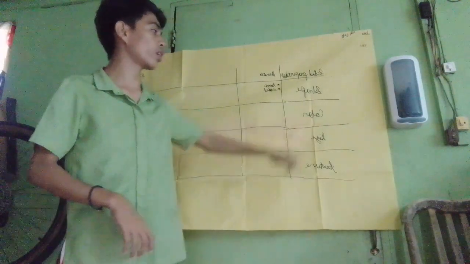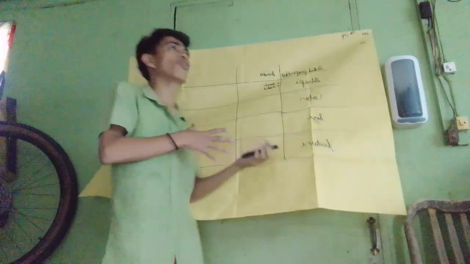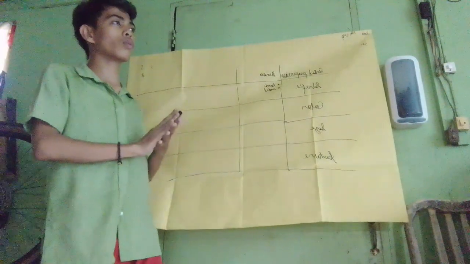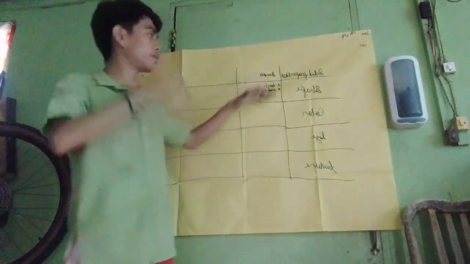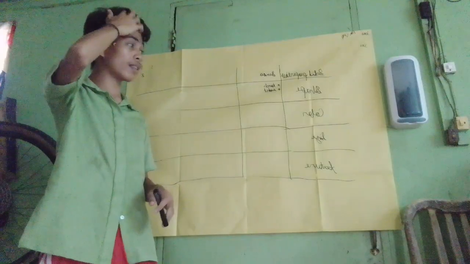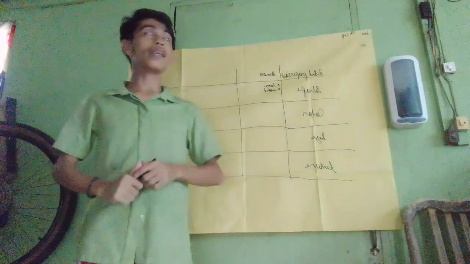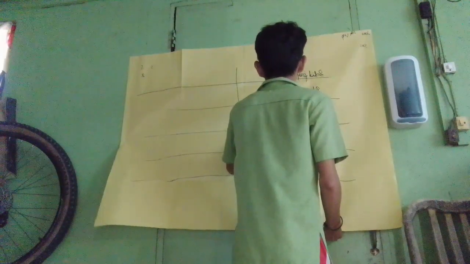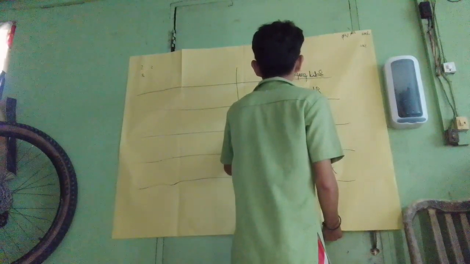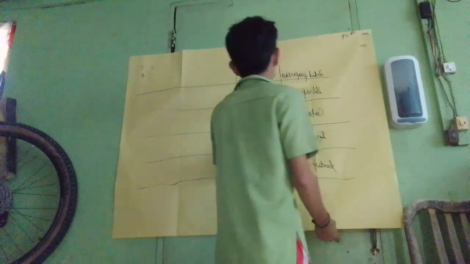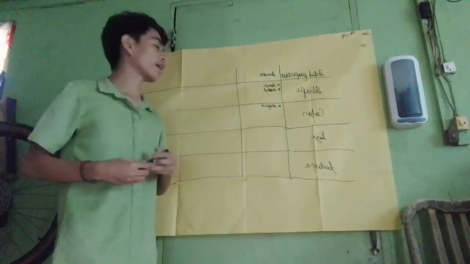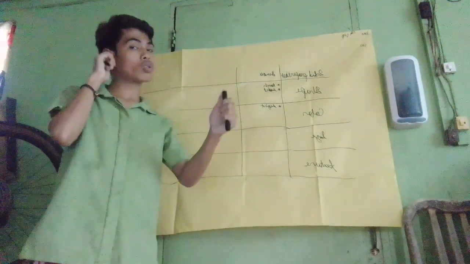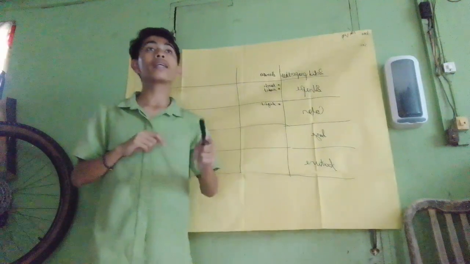How about the color? If we sense color, what sense is that? It is the sense of sight. Obvious, no? It is sight because we are going to see what color it is. So what we use is the eyes.